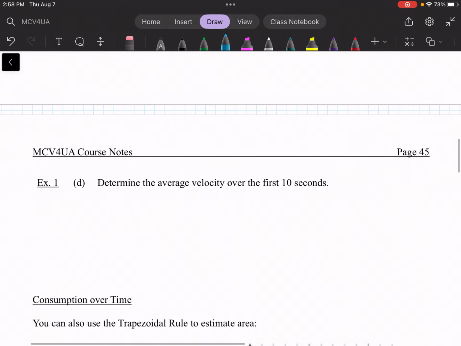Okay, last part of this question. Determine the average velocity of the first 10 seconds. Since we're looking for average velocity, we're looking for 1 over 10 for the integral from 0 to 10 of the same function that we've been finding already. So 1/3 t cubed minus t squared dt.